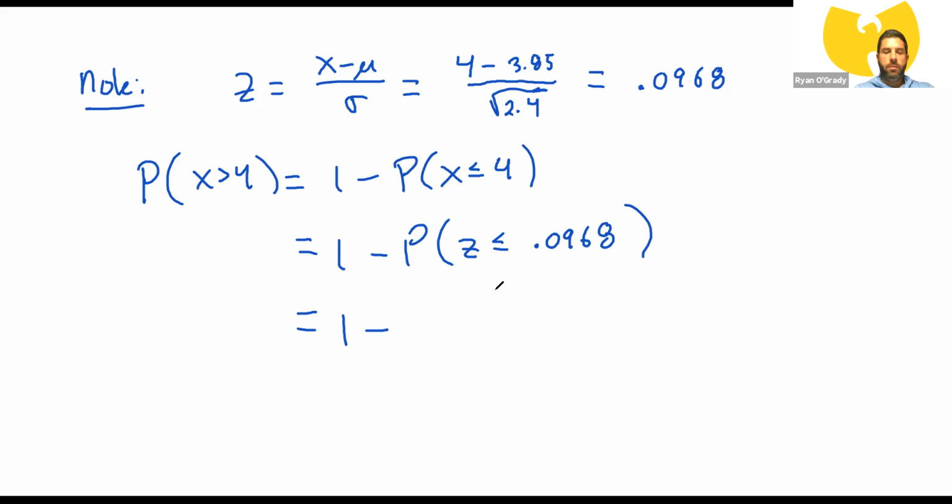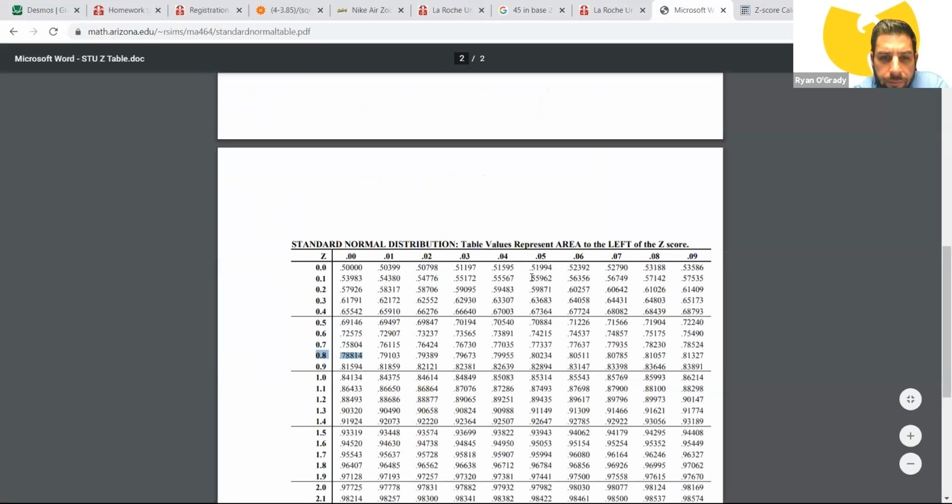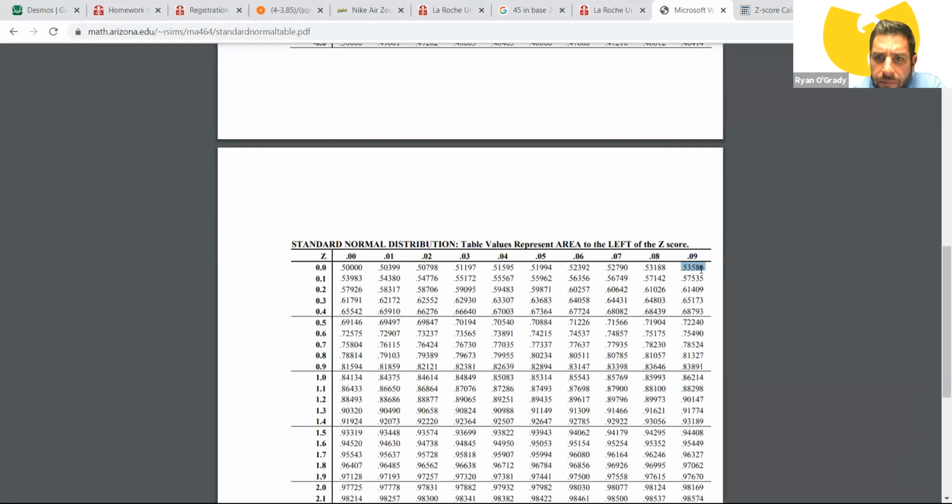Does anybody have a question about what I've done to this point in the problem? So if I go to my table, I have to go down to 0.09. So here's 0.9. So what I end up getting is 0.53586.